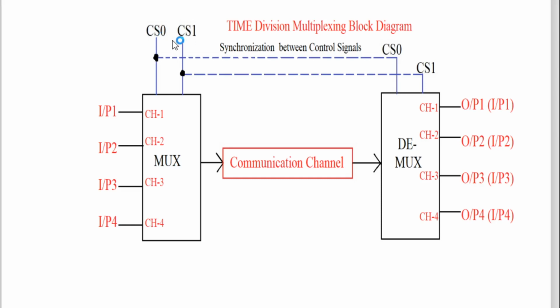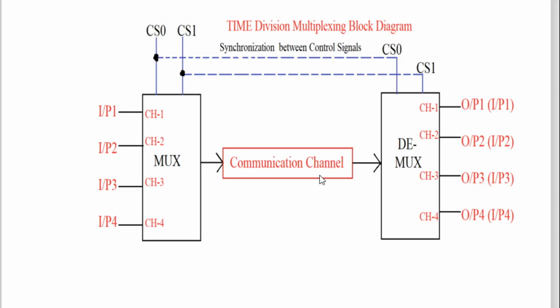As long as both are 0 0, input number 1, or information signal 1, gets communicated on the communication channel and passes to the respective receiver, that is output channel number 1 of the demultiplexer. As long as both control signals, of the multiplexer as well as the demultiplexer, are 0 0, there is proper transmission of the information signal from sender to receiver.